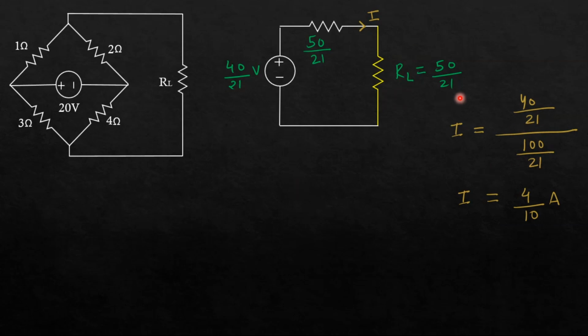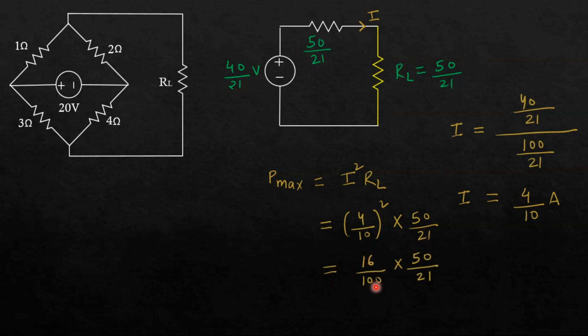Now the maximum power transferred to this load is equal to I square RL. So Pmax is equal to I square into RL. So the value of I is 4 by 10. So I square, 4 by 10 square, into this load resistance 50 by 21. It is 16 by 100 into 50 by 21. So 50 2s are 100. So it will come out to be 8 by 21 watts. So this is the maximum power that is being transferred to this load. So the value of RL should be equal to the Thevenin's resistance in order to transfer maximum power.